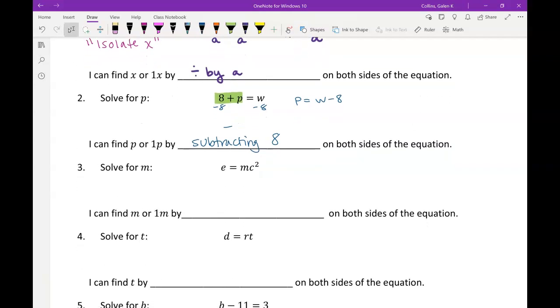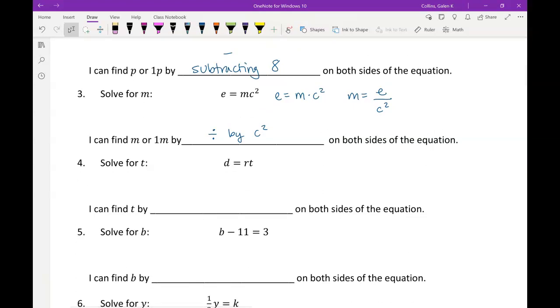All right, in number 3, if I want to solve for m, you guys might have seen this equation before, I need to undo what's being done to m. So in the equation E equals mc squared, that is still multiplication between the m and the c squared. So if my goal is to find m, I want to undo my multiplication with division. So I could divide by c squared on both sides of the equation. So m would equal E divided by c squared.